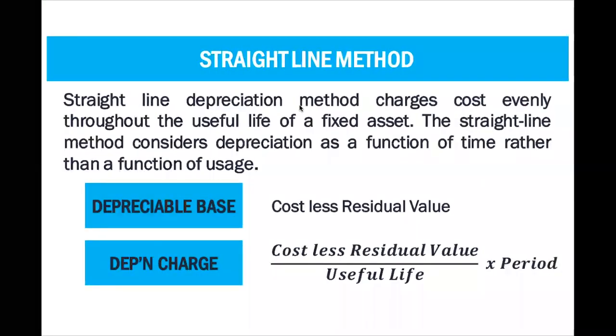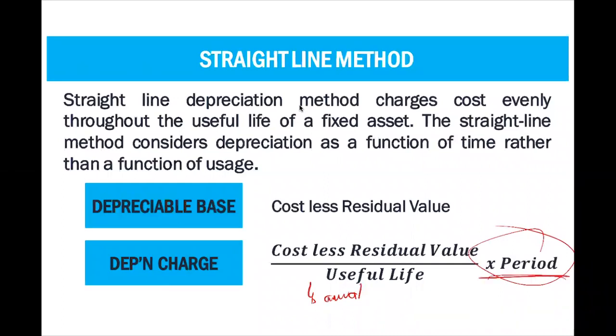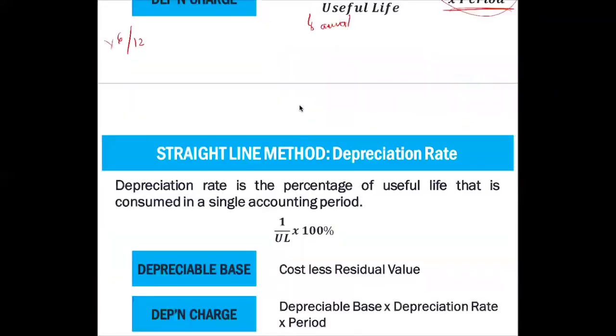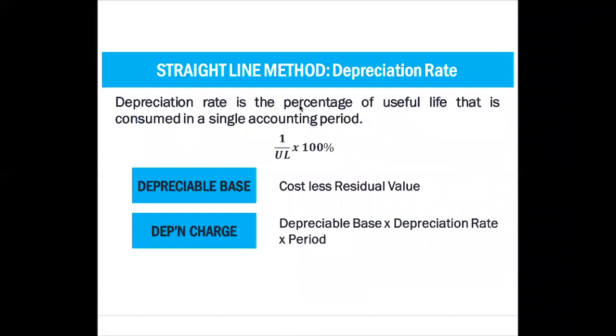So on your straight line method, you just get your cost less residual value over the useful life, multiplied by period. O, eto na naman. Mag-ingat sa period because what you get here is the annual depreciation. So you must multiply it to your period if ever you are getting the depreciation expense for a particular period only. So ingat sa period. So kung 6 months lang yan, edi times 6/12. Wala naman sigurong problema dito sa straight line method.